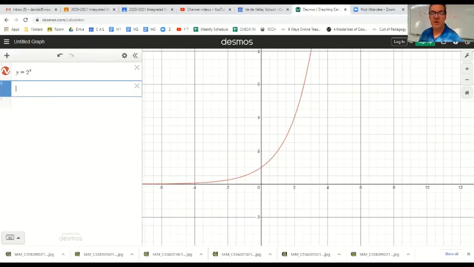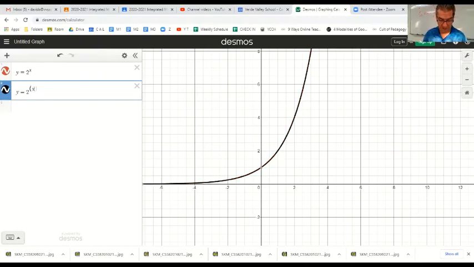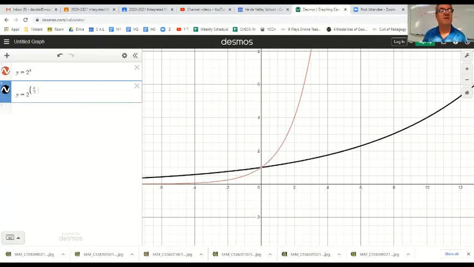So let's do some horizontal dilations. Let me put one in there for you. Y equals 2 caret parentheses. Now I want to have, let's just do a scale factor of bigger than 1. So we're going to go scale factor bigger than 1. Let's try x over 5.